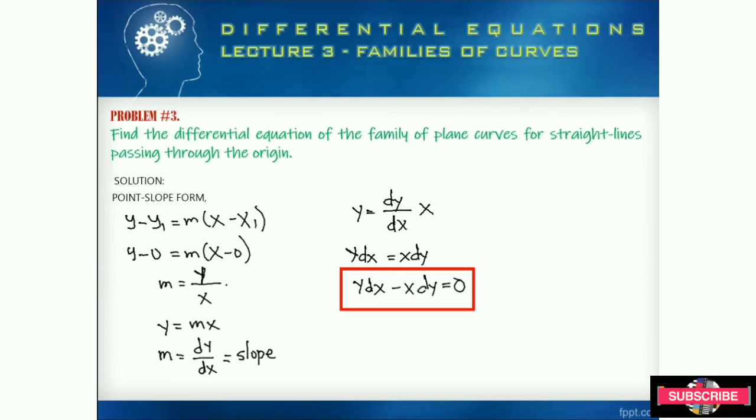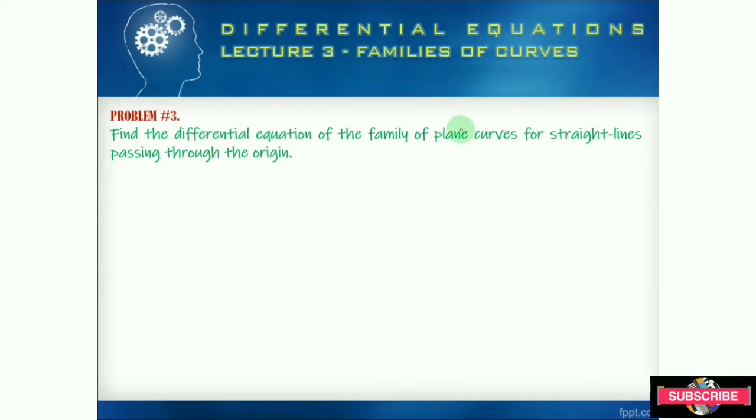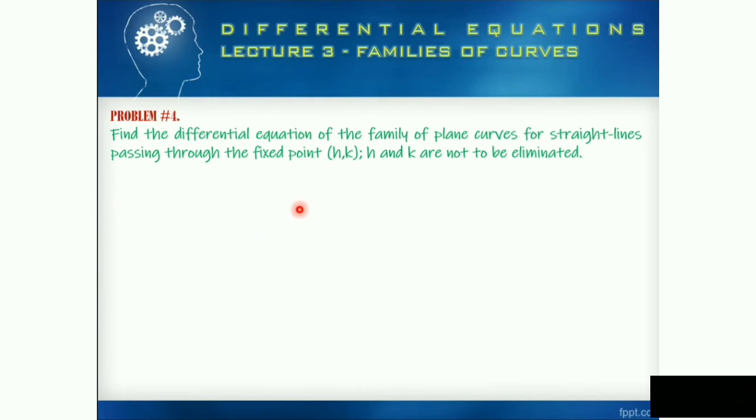And proceeding, we are going to discuss problem number 4. Find the differential equation of the family of plane curves for straight lines passing through a fixed point. So we have a fixed point h, k, where h and k are constants. So we have here the point h, k.